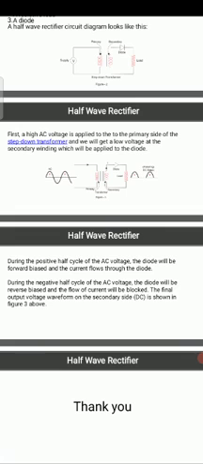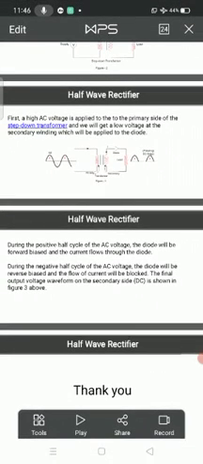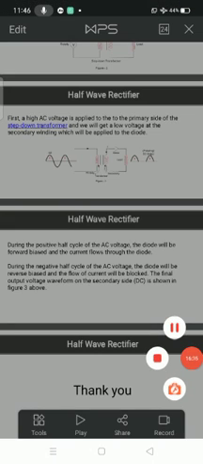In this half wave rectifier, during the positive half cycle the diode acts as forward biased and current flows through the diode. During the negative half cycle of the AC voltage, the diode is reverse biased and the flow of current is blocked. The final output voltage waveform on the secondary side is shown in figure 3 like that. Only the positive half cycle will be conducted and the negative half cycle will be blocked. Thank you.